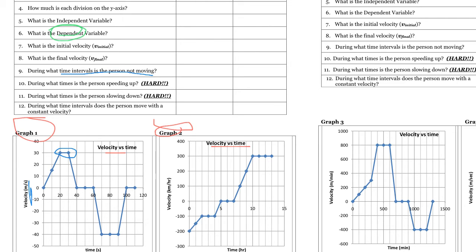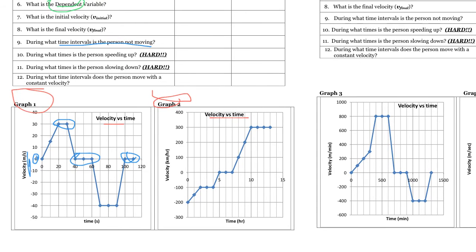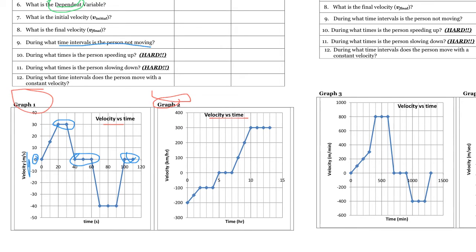But if the velocity is at 0, like it is here, so in this case, this part right here and this section right here, that means that person is not moving. And so your answer, the time intervals for graph 1 would be between 40 and 60. I believe these are seconds, which you would have already answered. Yep, those are seconds. And also between, looks like 100 seconds and 110 seconds. So that would be the answer that you would put right in that box there, right here.